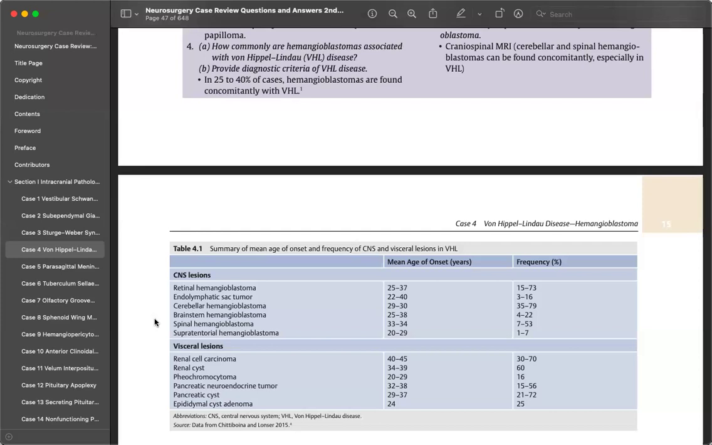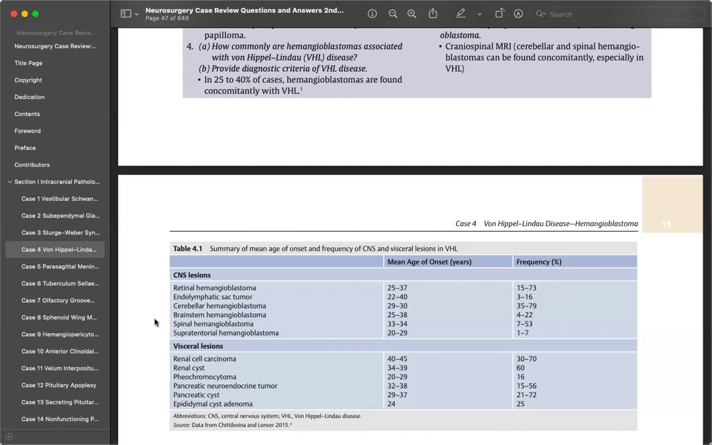The endolymphatic sac is supposed to be a cul-de-sac in the petrous portion of the temporal bone in the middle fossa that is just deep to the dura and communicates with the saccule of the inner ear. So the tumor is a locally invasive benign tumor that occurs in 10 to 15%. And 30% of these patients will usually develop bilateral endolymphatic sac tumors.